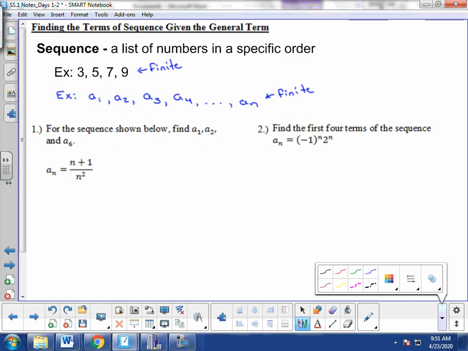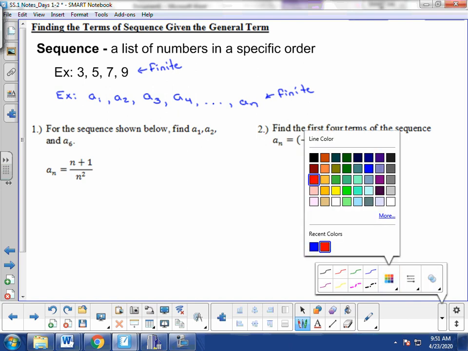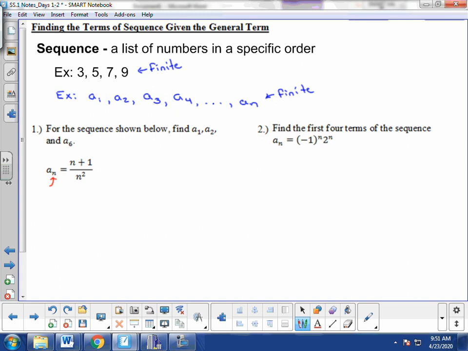So basically what this description here means is n is the number term. Like we saw up above in the definition, a sub 1 is the first term, a sub 2 is the second term, a sub 3 the third term, and so on and so forth. So a sub n could be any term in the order. What this is asking us is to find a sub 1. A sub 1 would be the first term in the order.